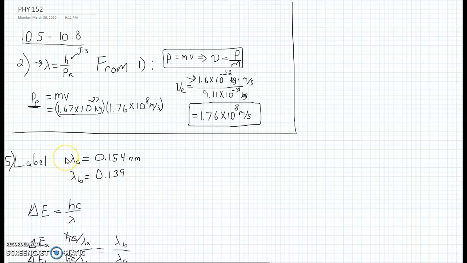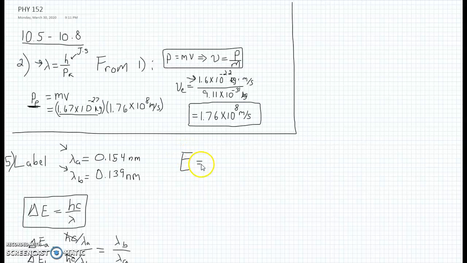Problem number 5 says copper has these two absorption lines, right? One that occurs at 0.154 nanometers and one that occurs at 0.139 nanometers. And from the previous homework, we've seen this formula right here. Remember that E is equal to H times frequency for electromagnetic radiation, right?